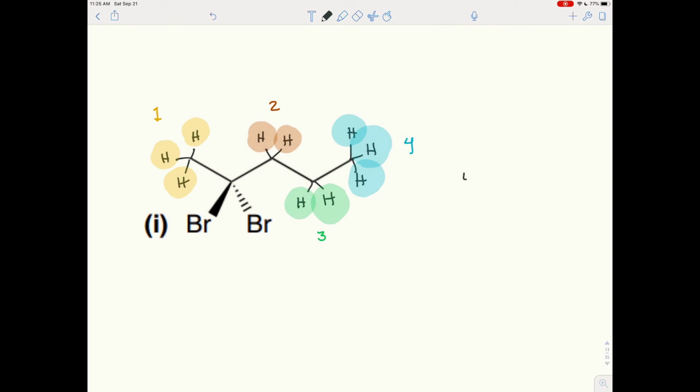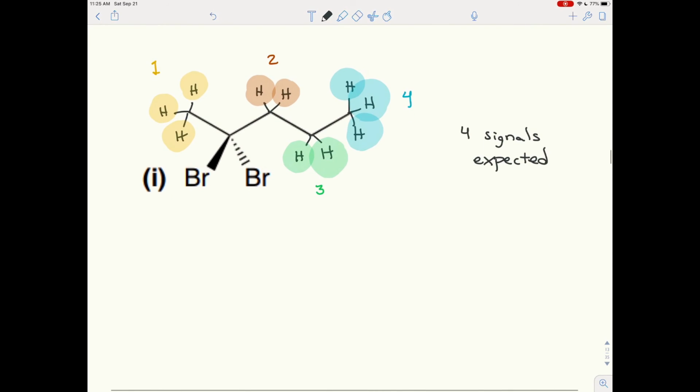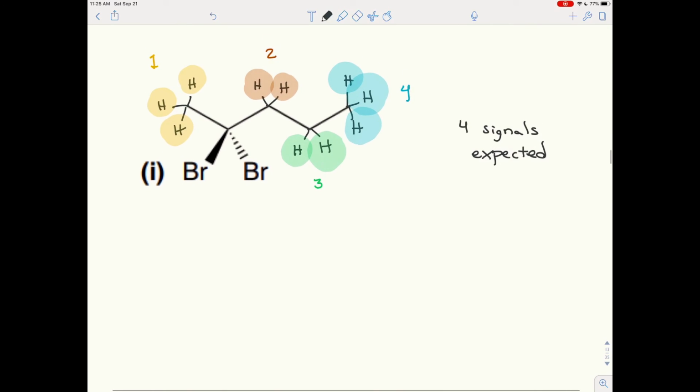And so if you put this in an NMR spectrum, you'd expect 4 signals. 4 different hydrogen nuclei in 4 different electronic environments. It will take 4 different amounts of energy to make them flip. And so you'll get those 4 shadows, or 4 signals, or peaks.